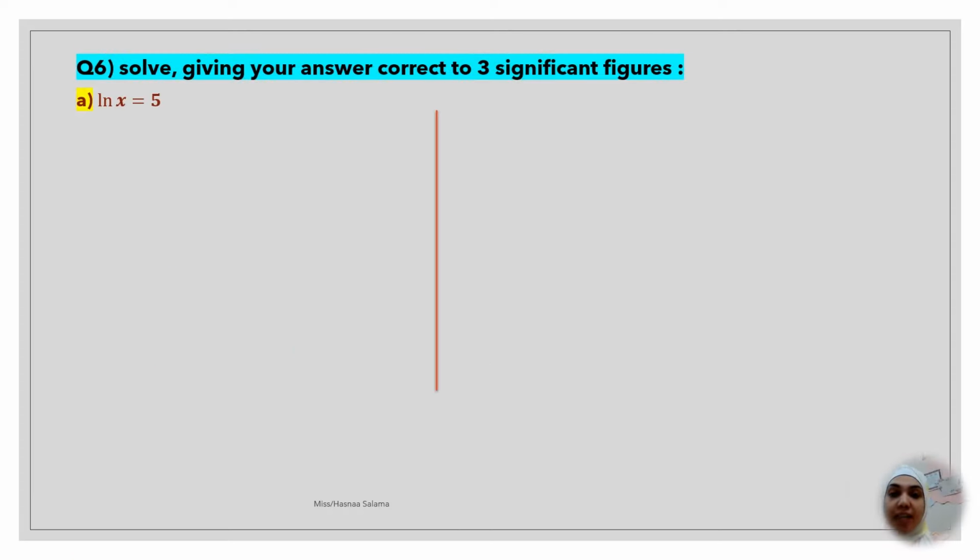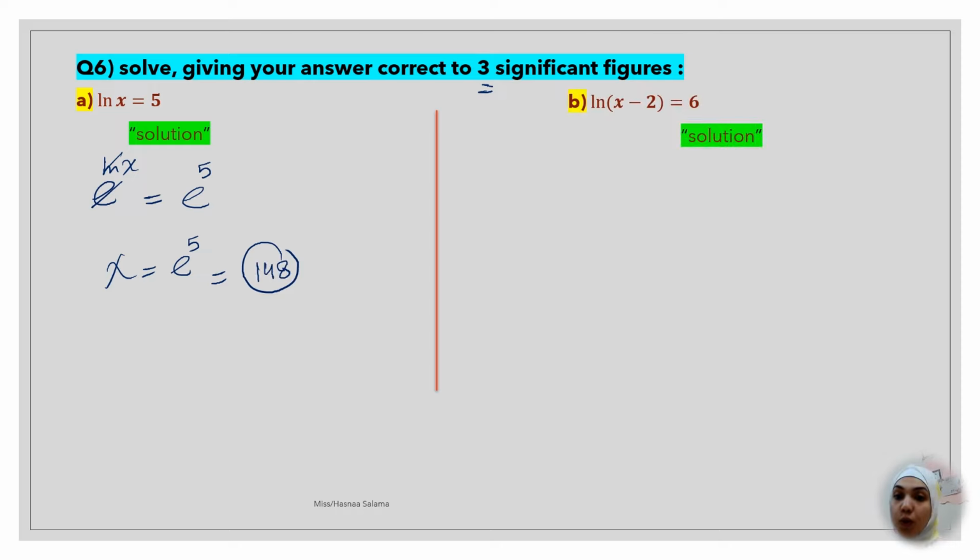Question 6, letter A. Solve and give your answer correct to 3 significant figures. Okay. Here I have ln x equals 5. It means we need to write e for both sides: e^(ln x) equals e^5. The ln cancels the e, so x equals e^5. Get it by using the calculator. Don't forget 3 significant figures.